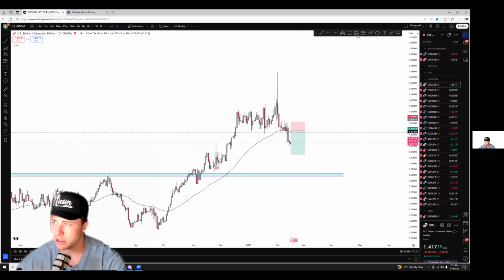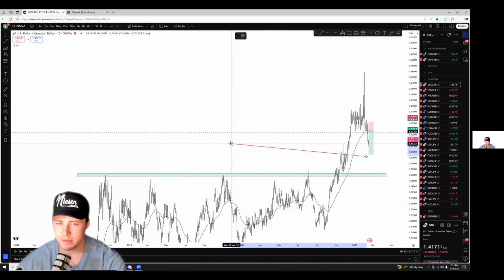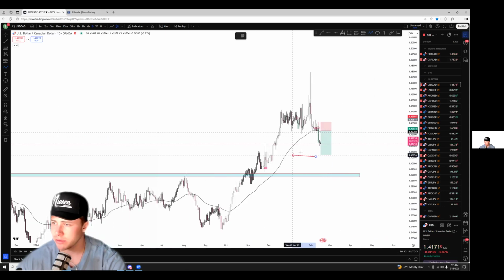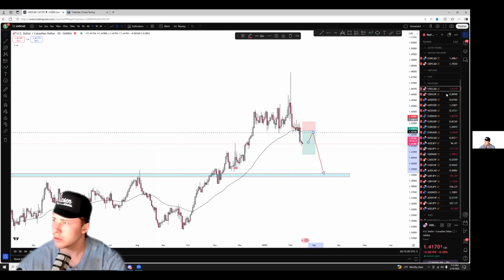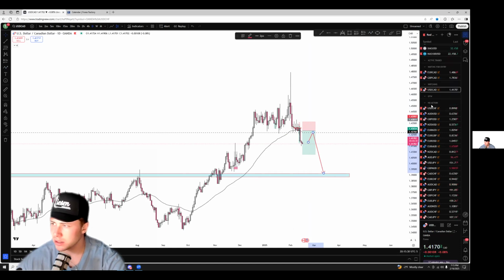Could see a nice solid rejection off this zone here. Obviously, there's something here that's rejected it before. So we could see the pullback, tap into the head and shoulders to then see the official sell off. I'm going to put this in my watching tab.